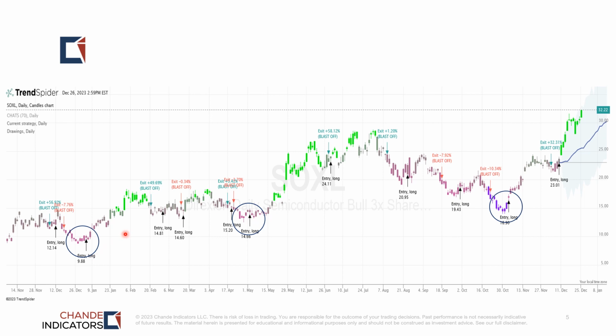Here I've plotted entries and exits using my BLAST bot, and you can see that we have indeed managed to buy in real time inside these circles using the same rules each time and using a systematic approach. Of course, the rules also gave us other entries, but we know how to deal with those. So let's find out more.